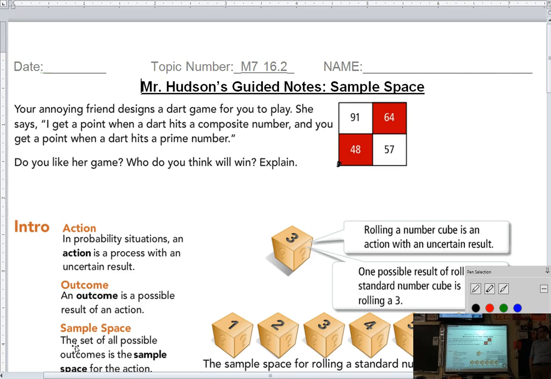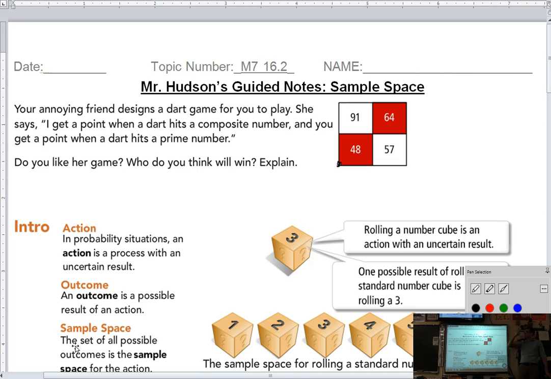What are our primes up here? Those are our composites, right? So these are all composites. 91 is our prime. Because 48 and 64 are evens, easy to tell. 57 can be divided by 3. So these are all composites.